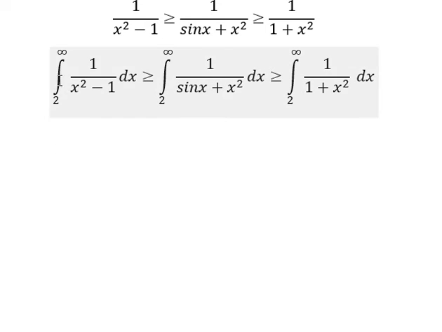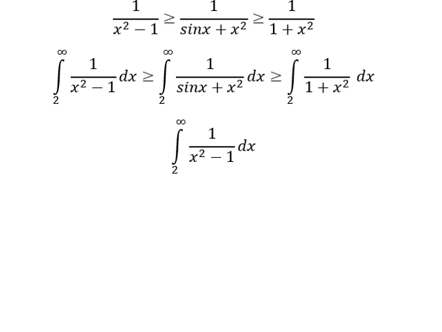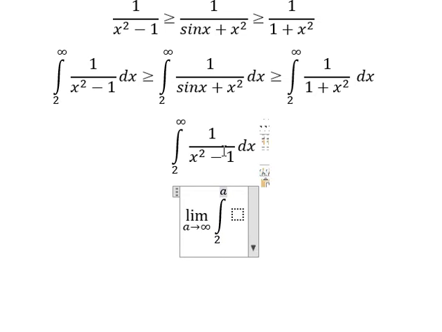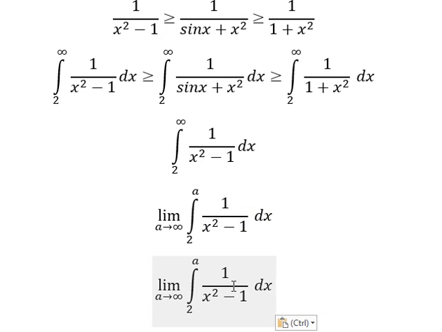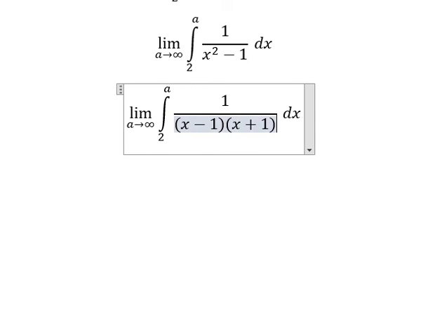So I will concentrate on this one. So we can put the limit for positive infinity. So this one, that is about identities. So we have s minus 1, s plus 1.